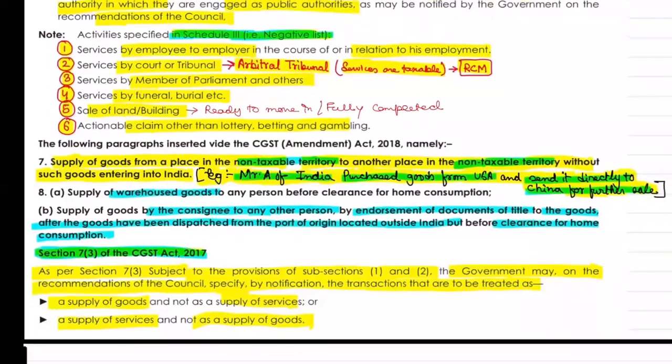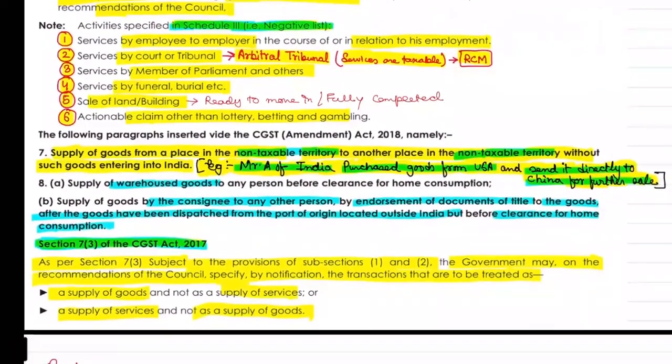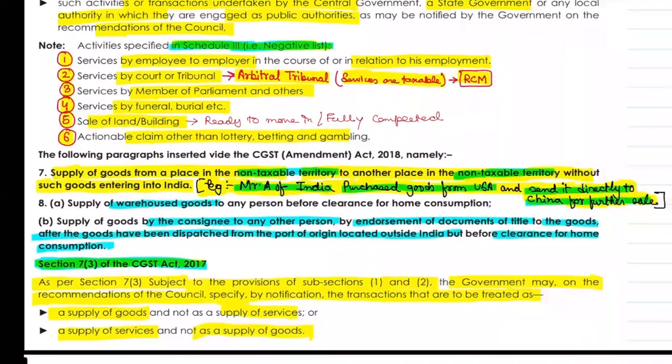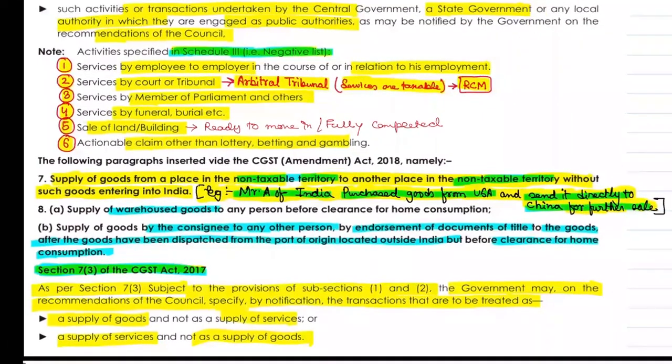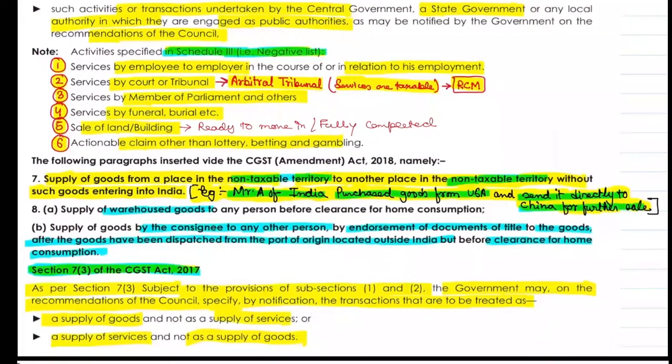Now, whatever the next points are, these two points, I'll try to explain right now. But if you do not get it right now, don't worry. These are customs points. When we read customs, at that time you'll get a better picture, and I'll connect you at this place. See, the 7th point is supply of goods from a place in a non-taxable territory to another place in non-taxable territory without such goods entering into India.